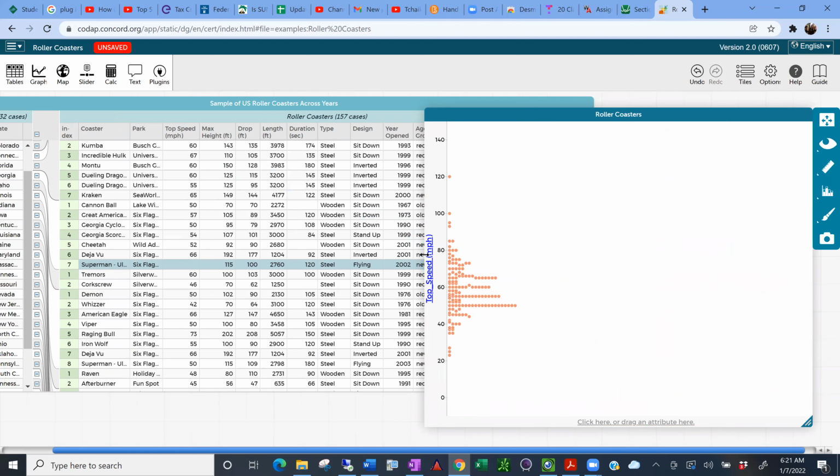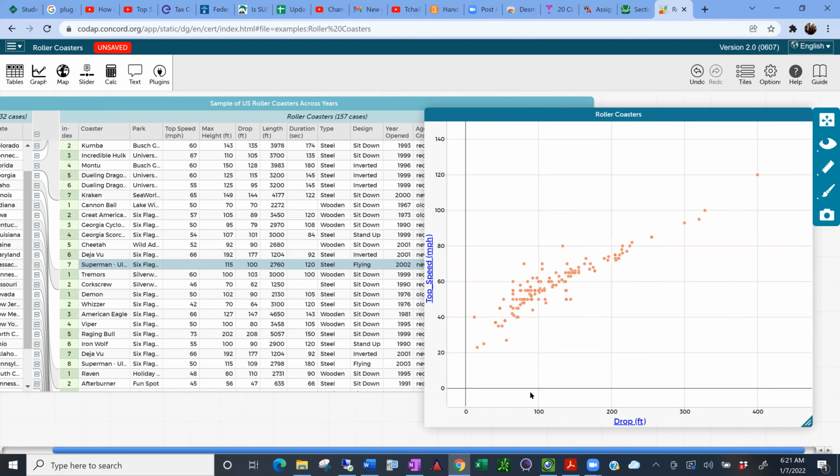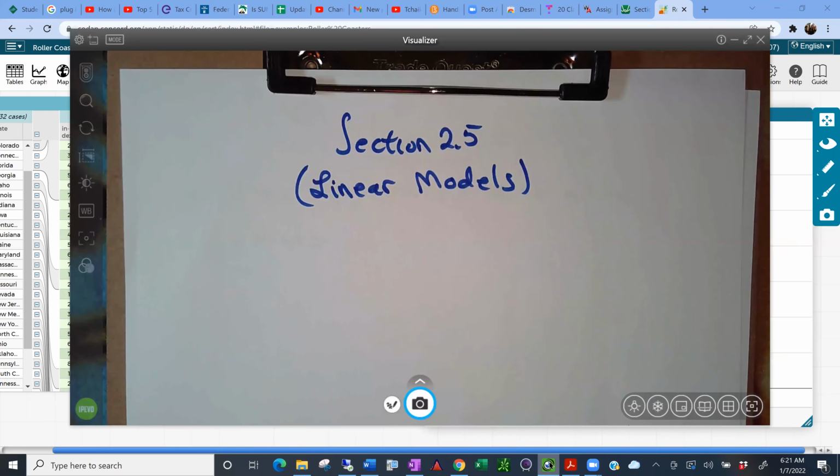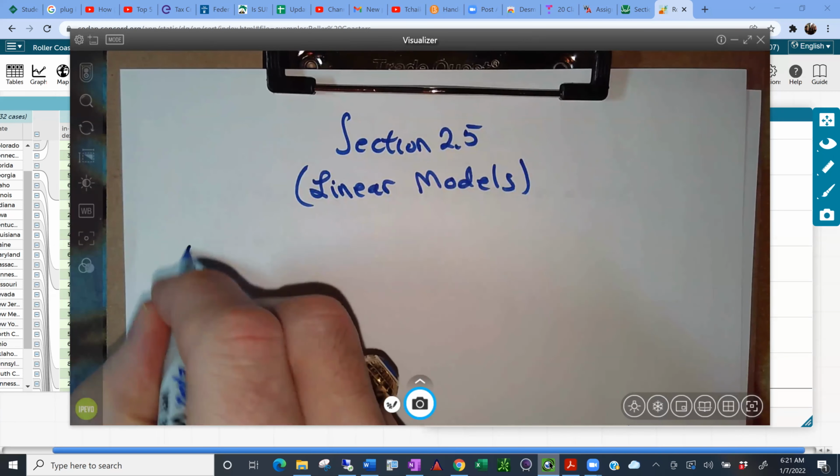Okay, so that organizes things a little bit. But what we want to do is we want to predict the top speed. What's going to tell you the top speed? So I'm thinking that drop on that initial hill. So let's drag that over the x-axis. That's our x variable. And wow, the data seems to organize itself into kind of a line. And that's what we're going to work on in this section, is figuring out linear models.